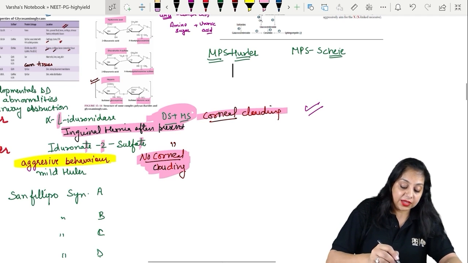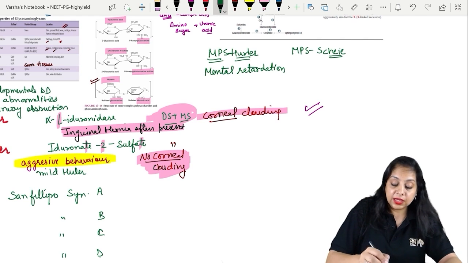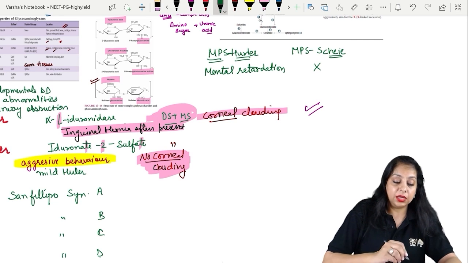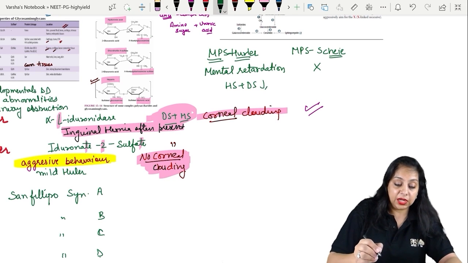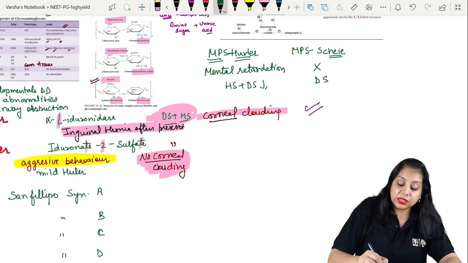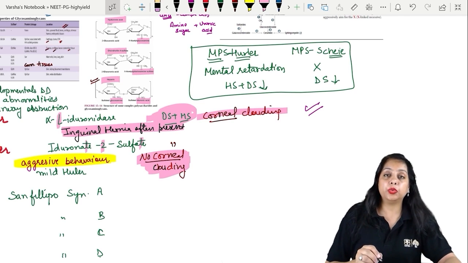So in Hurler, I said there is mental retardation. Inguinal hernia is there. In Scheie, there is no mental retardation. In Hurler, you have the heparan sulfate and the dermatan sulfate that are being precipitated. In Scheie, only the dermatan sulfate will be precipitated. So note this from the examination point of view.